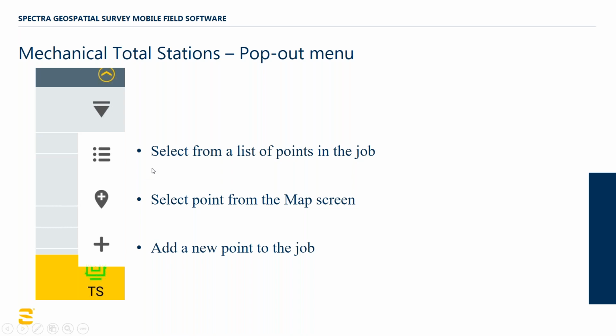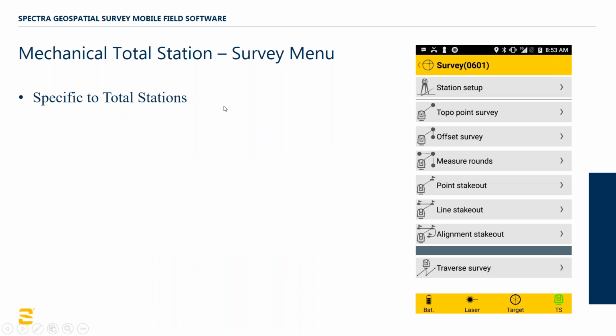How do I want to set it up? How do I want to select? This is the selection of where I'm setting up my total station. How do I want to define that point? Do I want to select it from a list of points? Do I want to select from the map, or do I want to add it from scratch?